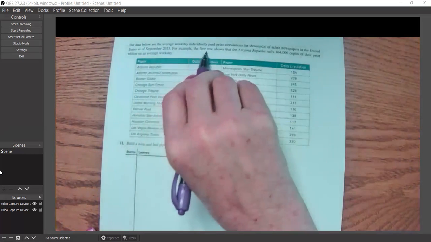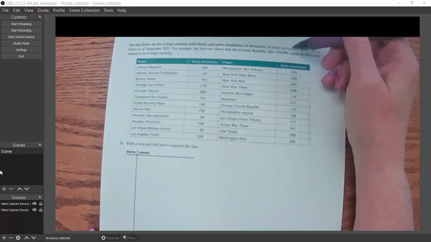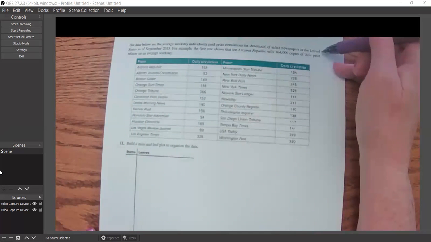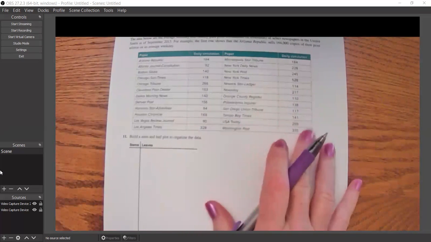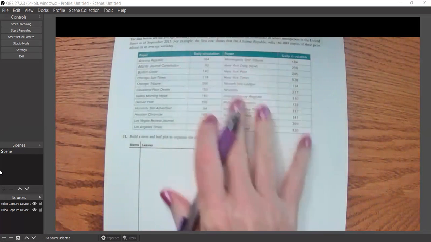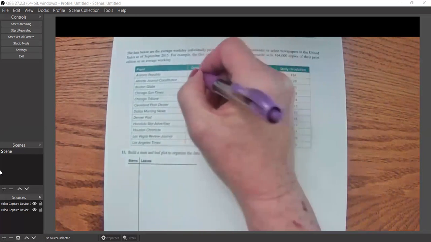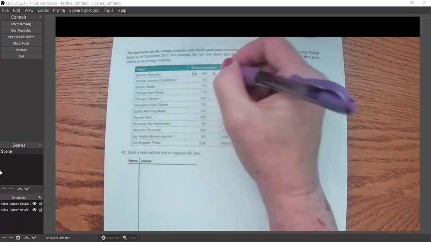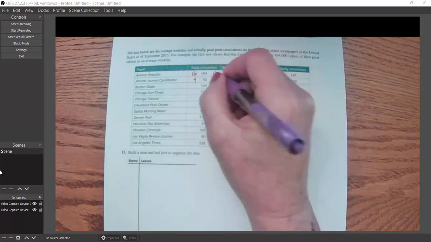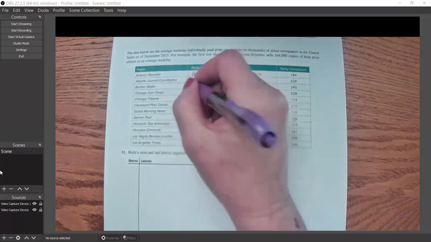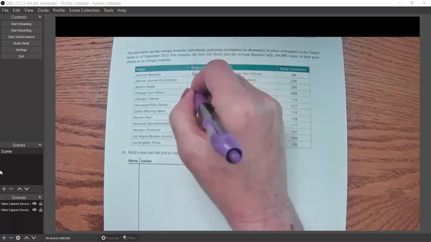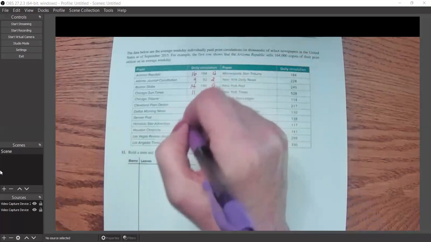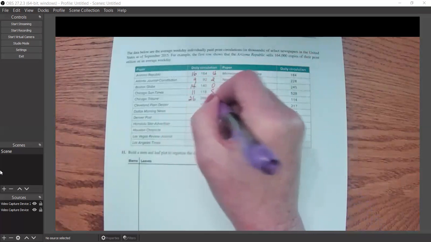It says here, for example, the first row shows that the Arizona Republic sold 164,000 copies of their print edition on any average weekday. So we have to come up with what the stems and the leaves are. I'm just going to write right on the chart so we can see what we're looking at. Here we have a stem of 16 and a leaf of 4. Here we have a stem of 9 and a leaf of 2. A stem of 14 and a leaf of 0. So we're going to go through all of our newspapers writing what's their stem and what's their leaf.